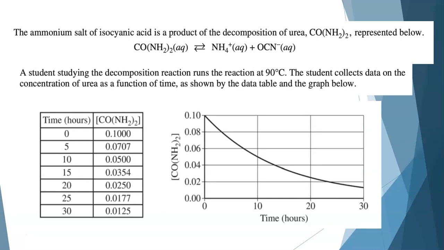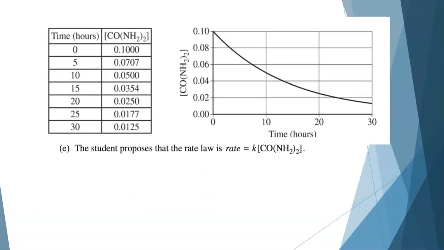Okay, so let's get to the actual question here, right? We've jumped to a new topic. We're now going to be doing some kinetics. The student proposes that the rate law is the rate equals the rate constant times the concentration of urea. So what I'm noticing about this is that the rate law is written here as first order.